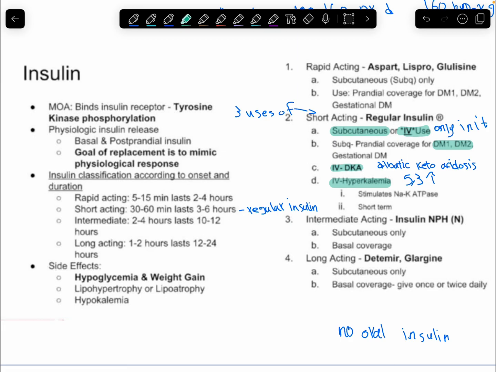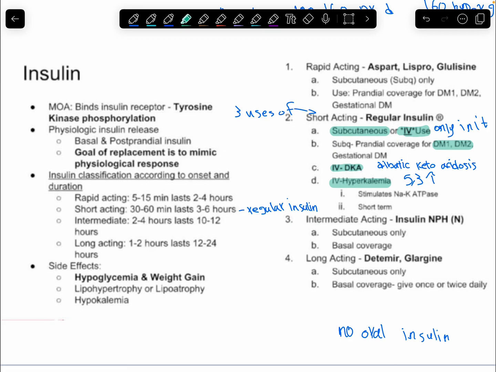Subcutaneous only. And where we use basal coverage. Basal coverage means we inject it in the morning and it will cover the whole day. But clinically, many times it is not possible, and we need to take a bolus dose. Bolus dose means the dose that is taken with food. Bolus means food. So that is this one.